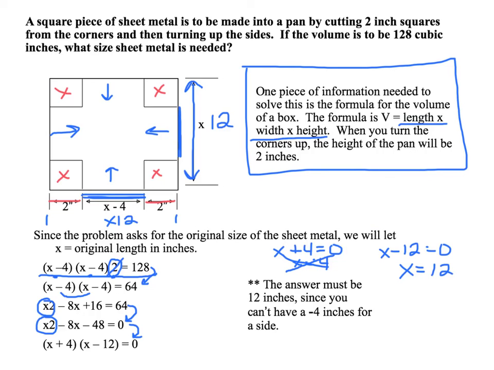And I can certainly go back and check and make sure that that works. If the original size is 12 inches by 12 inches, that would mean that this would be 8 inches and this would be 8 inches. In order to find the volume, I multiply the length, 8 inches, times the width, 8 inches, times the height, and I have to get 128 cubic inches. Well, certainly 8 times 8 is 64, times 2 does give me 128, so this problem does work.